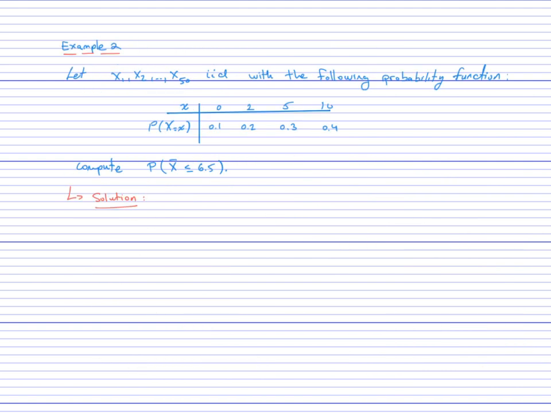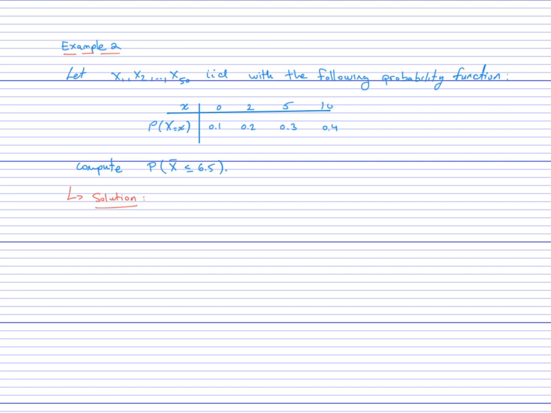Okay, let's continue with another example. Suppose that we have a sequence of 50 random variables that are IID, independent and identically distributed, with the following probability function. That means that each one of those random variables has the same probability function, and also they are independent. We want to compute the probability that the average is at most 6.5. Okay, so how do we solve this question?